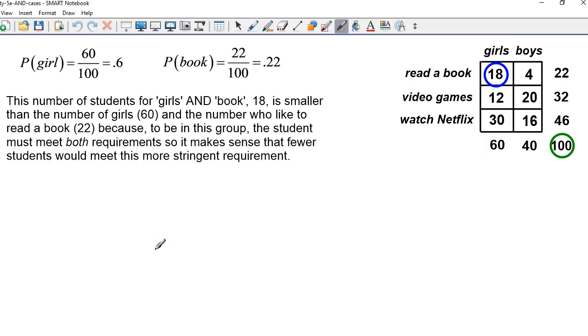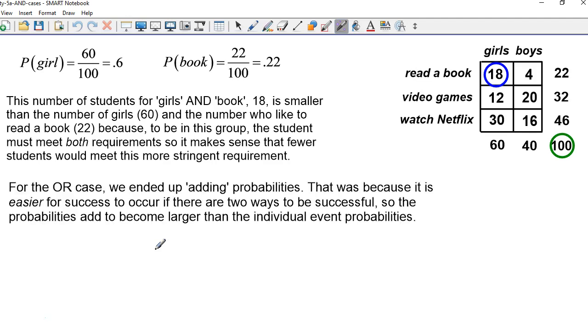All right, so this number of students for girls and book, 18, is smaller than the number of girls, which was 60, and the number who like to read a book regardless of gender, that was 22, because to be in this group, the student must meet both requirements. So it makes sense that fewer students would meet this more stringent requirement.